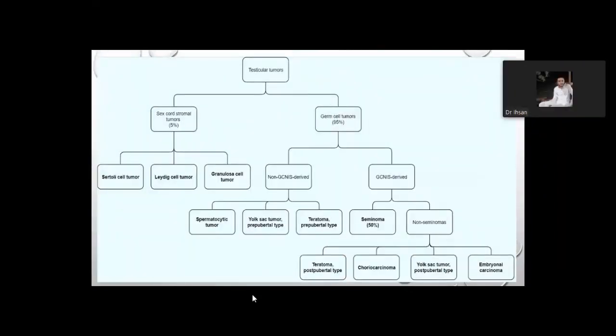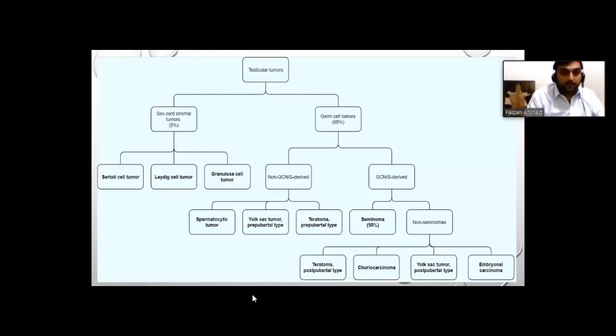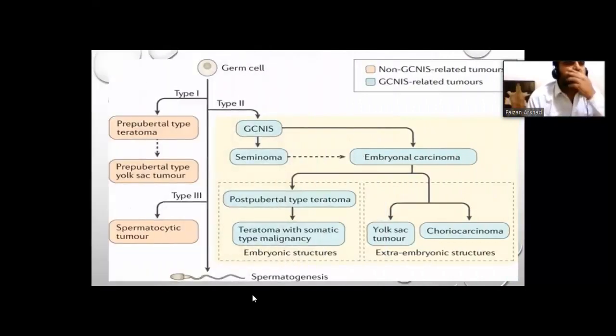So this is another flow chart of the testicular tumors. We can appreciate the sex cord stromal tumor and germ cell tumors. Germ cell tumors have two types: germ cell neoplasia in situ derived and non-germ cell neoplasia in situ derived. The germ cell neoplasia in situ derived have seminoma, which is 50%, and non-seminomatous. And this is again the germ cell which is going to transform, taking part in the spermatogenesis. The type 1 and type 2, the type 2 goes into germ cell neoplasia in situ, and which goes into the seminoma or embryonal carcinoma, and seminoma can transform into the embryonal carcinoma as well.